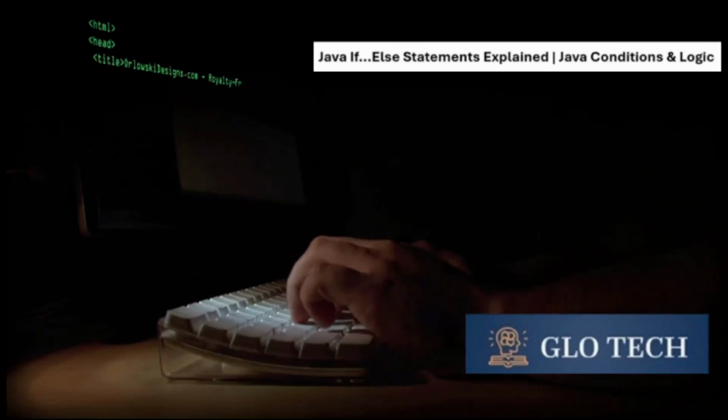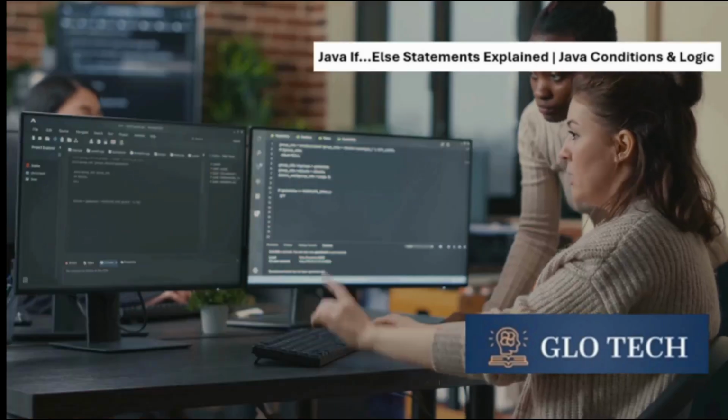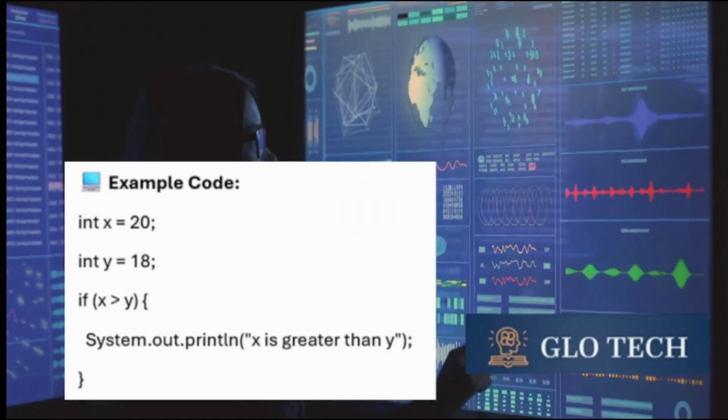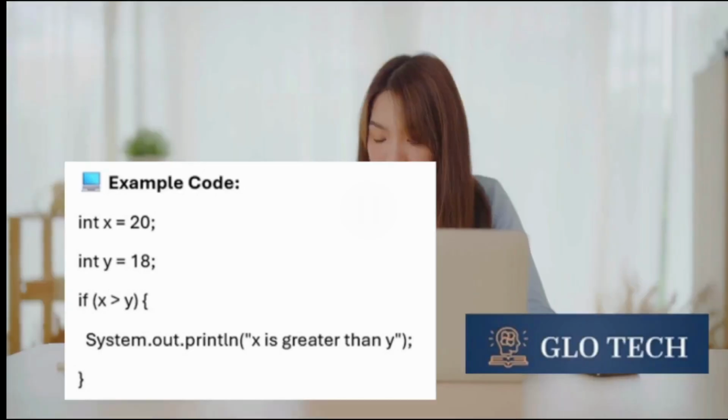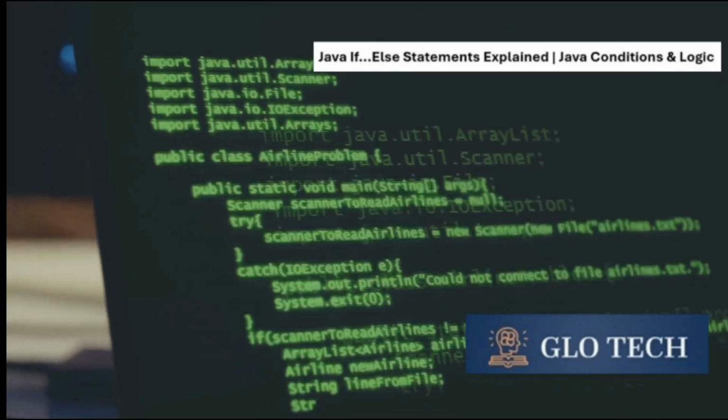Here's the scoop. Java's if-else allows you to execute certain code blocks based on conditions. For example, you can check if one number is greater than another. If it is, do something cool. If not, do something else. Let's look at a simple example.